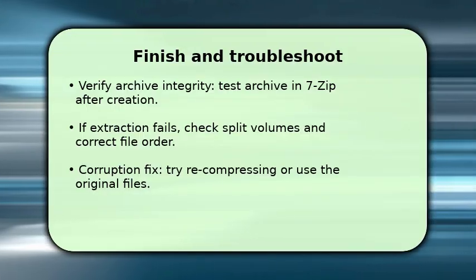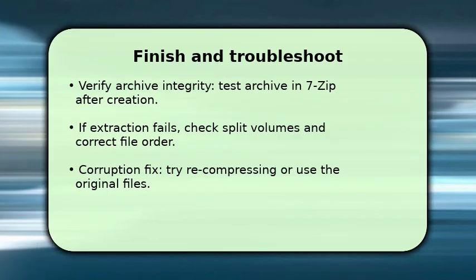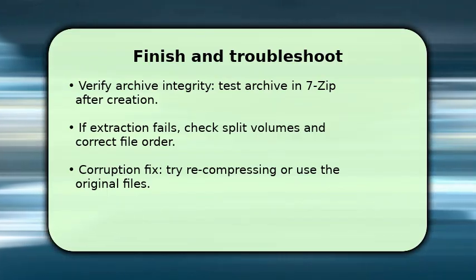If extraction fails, make sure all split volumes are present and named in sequential order. Missing parts cause errors. If you see CRC errors, recompress from the original files or recreate with lower compression settings to reduce risk. Finally, keep a backup copy separate until you confirm successful extraction.